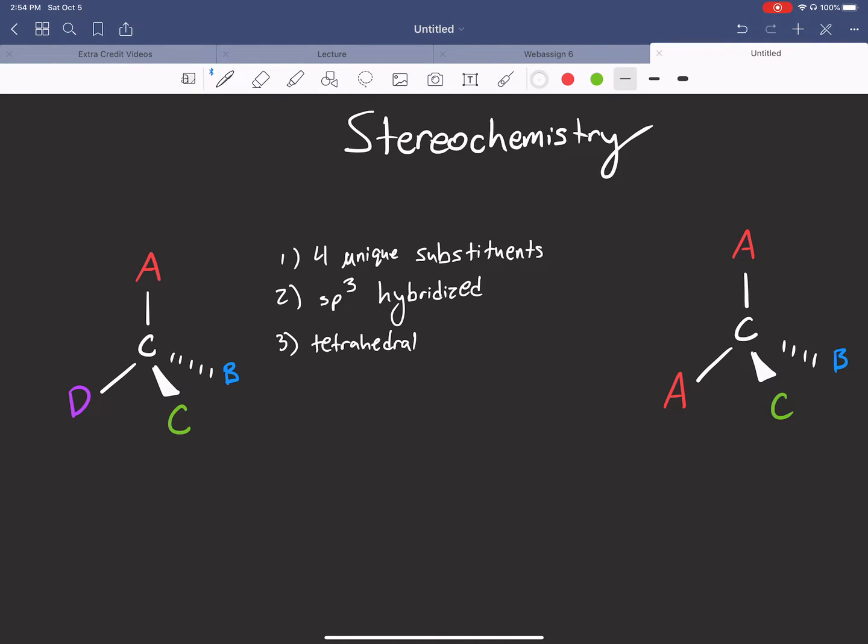It has four unique substituents, A, B, C, and D. So we check that off. Is it sp3 hybridized? Yep. Is it tetrahedral? Also good. So we can now say that this is a chiral carbon. All right. We can also say that it is a stereocenter.